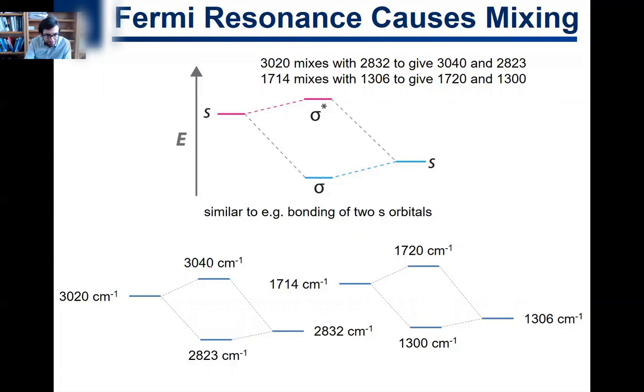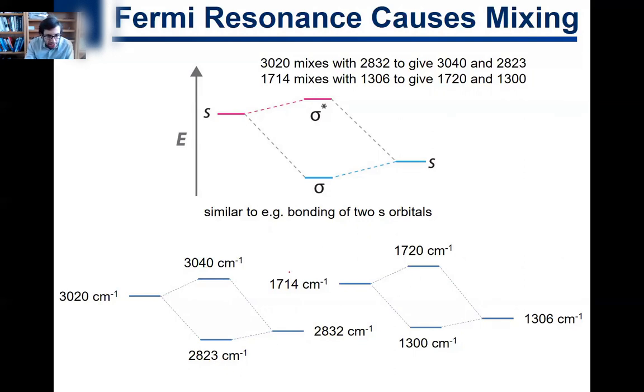And so that mixed with this 2832 combination mode, that drove up the 3020 to 3040 where we see it in the infrared spectrum, and it drove the 2832 down to 2823 from the theoretical value of 2832.